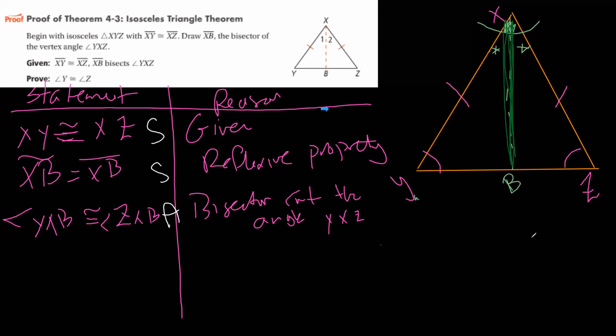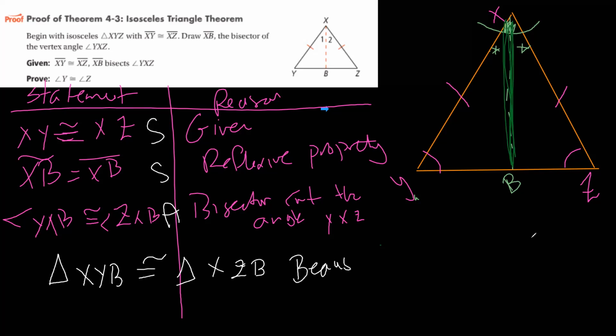Yes, teacher. So can I say that now the two triangles are congruent? Yes, because of the postulate of SAS. So the triangle XYB is congruent with the triangle XZB because of what? The postulate of SAS. Thank you. So by now I proved that this triangle is congruent with this triangle.